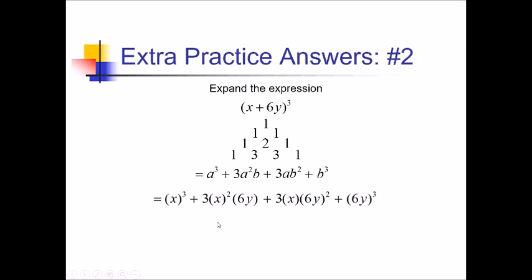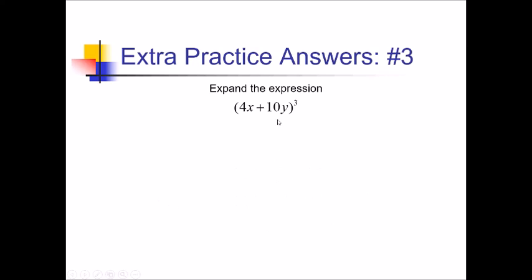Going ahead and simplifying this, this is going to be x cubed plus 3x squared times 6y, that's going to be 18x squared y. Next, we have a 3, and this 6y squared is going to be 36y squared. 36 times 3 would be 108, so that's 108xy squared. And then finally, we have 6 to the third and y to the third. 6 cubed is 216. So we have plus 216y cubed.